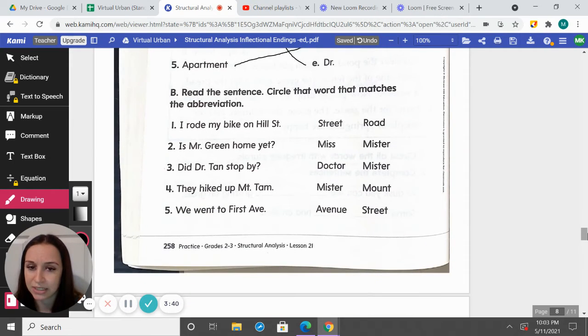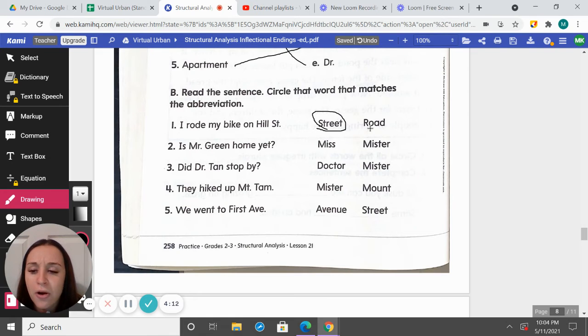Let's look at part B. It says read the sentence, circle the word that matches the abbreviation. So now we have the abbreviation in a sentence, and we need to circle what that abbreviation means. What's the longer word here? So let's read number 1. I rode my bike on Hill Street. So we have our proper noun here, right? Hill Street. Oh, I just said it, didn't I? S-T stands for street. Yeah, let's go ahead and circle it. That was just a practice one.